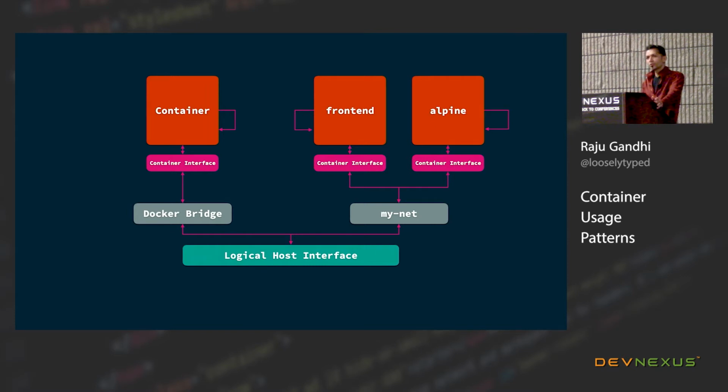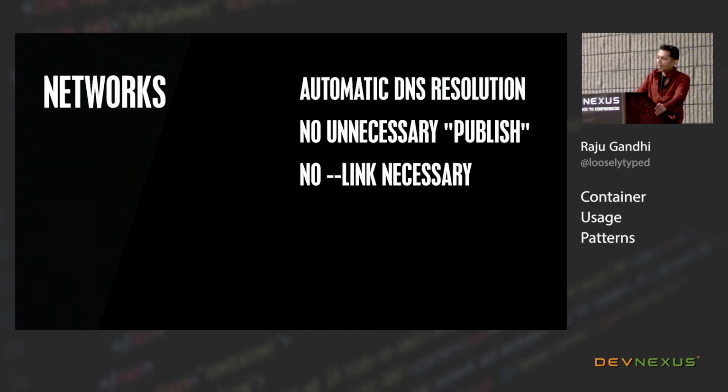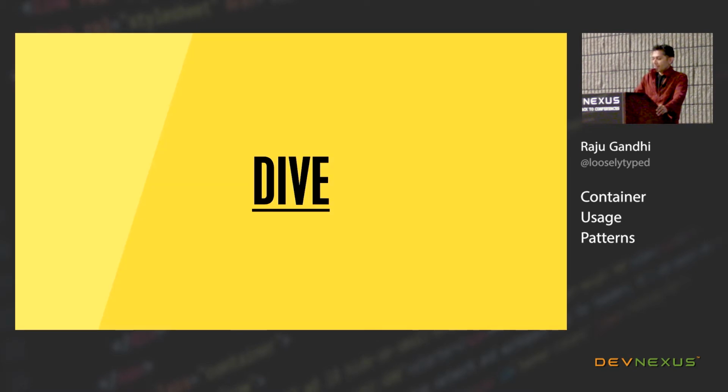Has anyone used Docker Compose in this room? Compose uses the exact same trickery. Kubernetes uses the same sort of trickery inside a pod. Same magic is going on. So you get automatic DNS resolution. You don't have to publish anymore. Oh my God, that hack. And then no linking necessary, which was essentially just rewriting /etc/resolv.conf. You don't have to do that anymore.